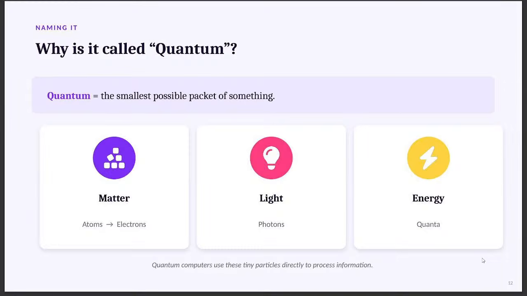Now, before going on to the next slide, I want you to answer: who is the father of quantum computing? Please answer in the comment section. The number is increasing, good, but I want you to answer. Please be active in the comment section too. Who is the father of quantum computing? It was just mentioned.